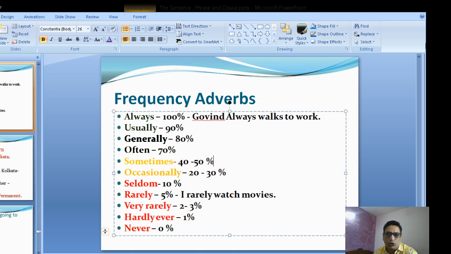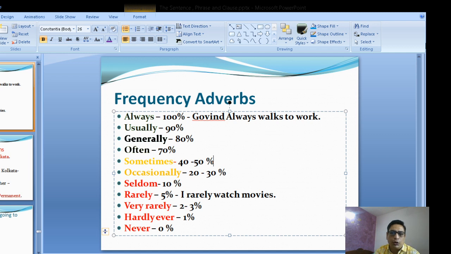He never does. Almost 99% of times he will not do it. Maybe 1% of the time he will do it. And never means 0%. Govind never walks to work. He will never do it. Come what may, Govind will not walk to work.